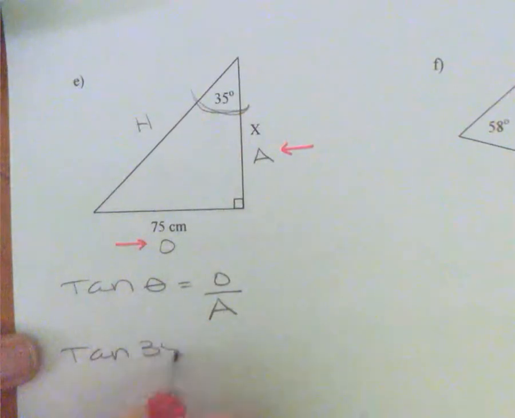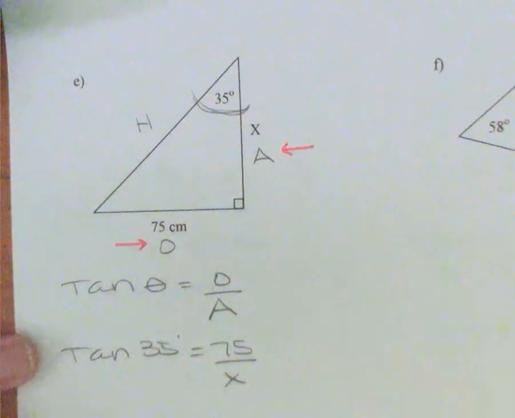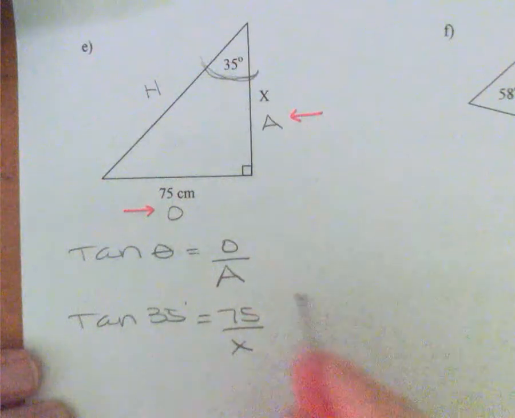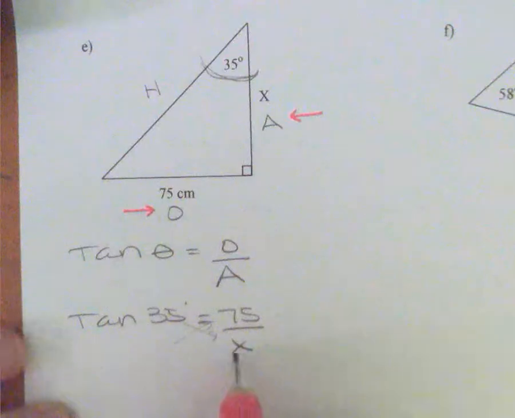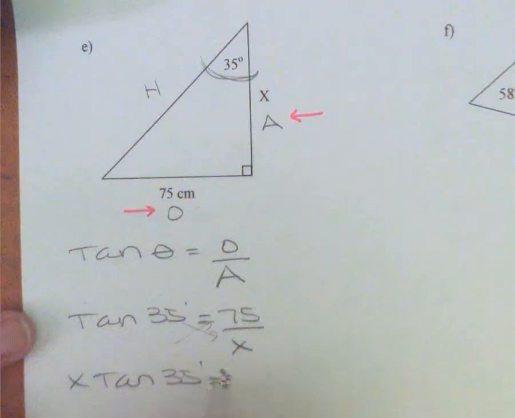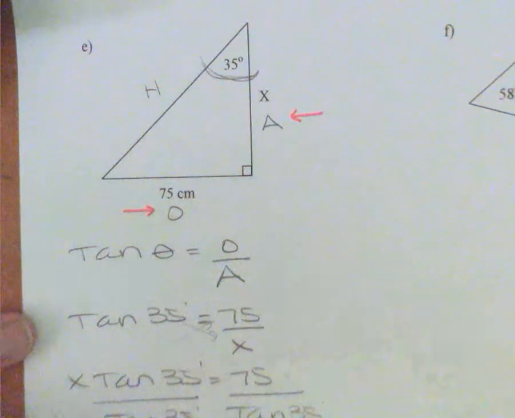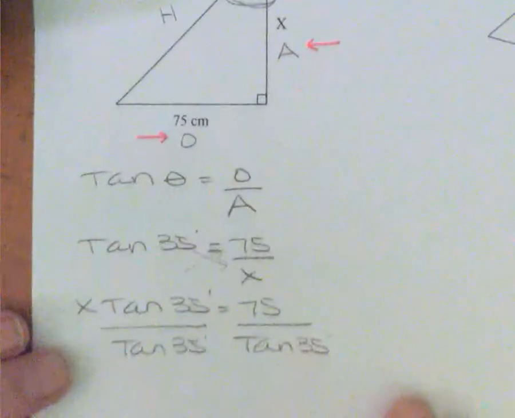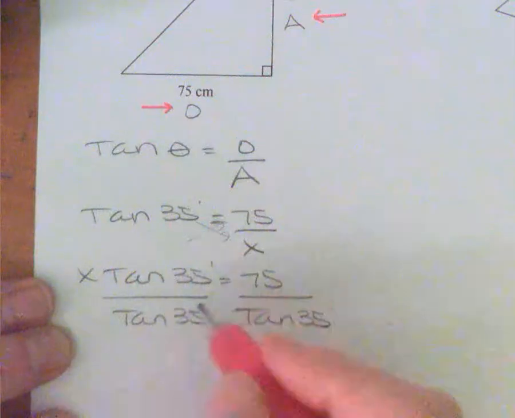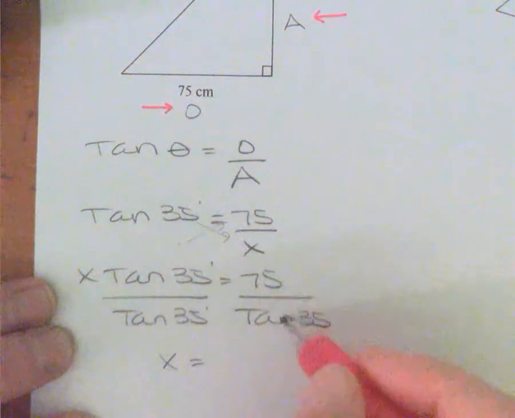So tan of 35, opposite is 75, adjacent is x. So I want to cross multiply. So x is going to come up and multiply with tan 35. And 1 is going to multiply with 75. We're going to divide both sides by tan 35. Again, this one will cancel with this one. We're left with x. And I can put this into my calculator.